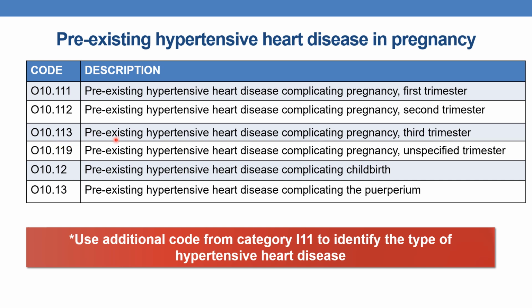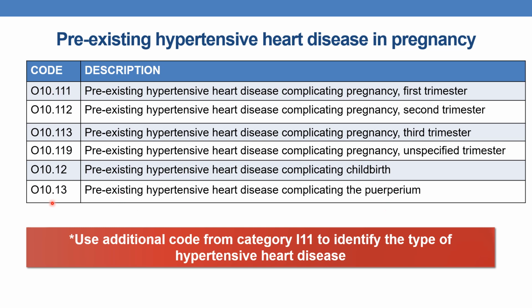O10.113 indicates pre-existing hypertensive heart disease complicating pregnancy in the third trimester. And O10.119 indicates pre-existing hypertensive heart disease complicating pregnancy, unspecified trimester. Finally, O10.12 indicates pre-existing hypertensive heart disease complicating childbirth, and O10.13 indicates pre-existing hypertensive heart disease complicating puerperium.